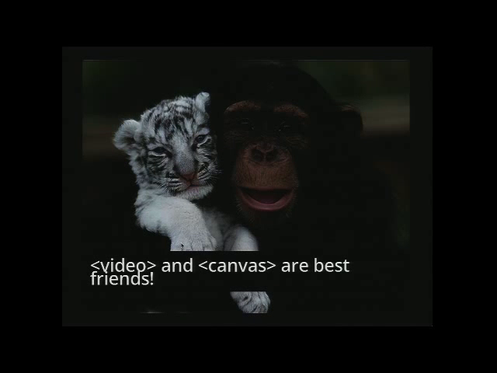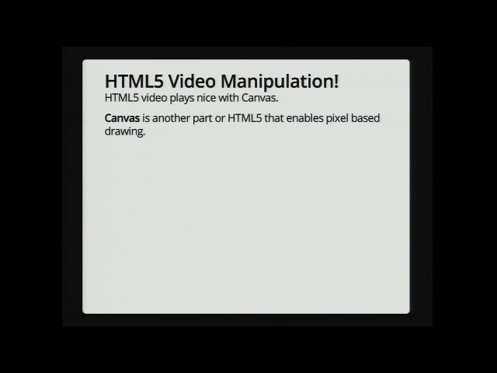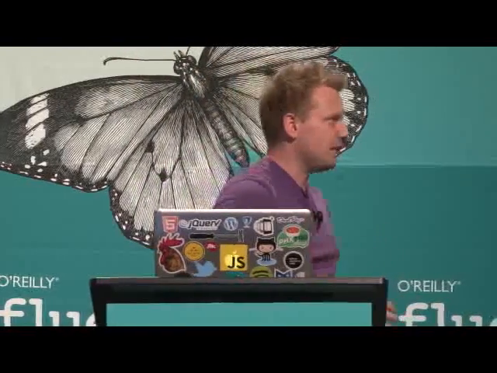So video and Canvas are our best friends, if you haven't heard. And for that, we get HTML5 video manipulation. Canvas is another part of HTML5 that enables pixel-based drawing. How many of you guys have played with Canvas before? Good. Oh, awesome. It's like most of you guys. So for those who don't know, it's kind of like Microsoft Paint, but for the browser.